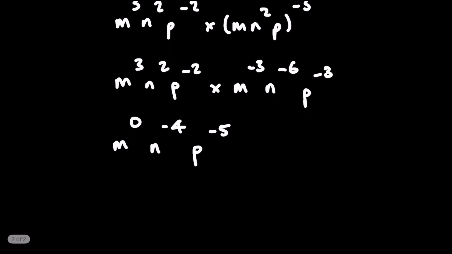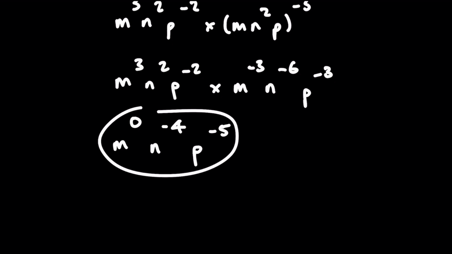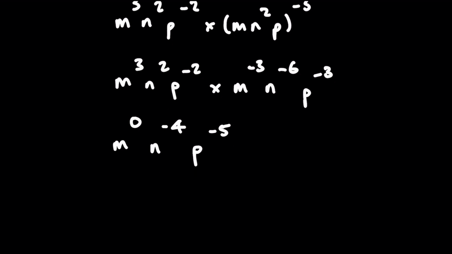If we wanted to simplify this even further, we can see that m to the power of 0, as I mentioned, anything to the power of 0 is simply 1. So we have a 1 at the front of this, i.e. we can simply just remove that term.